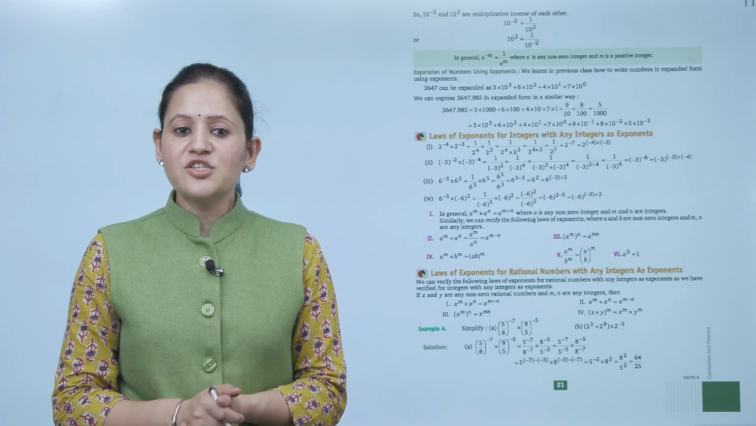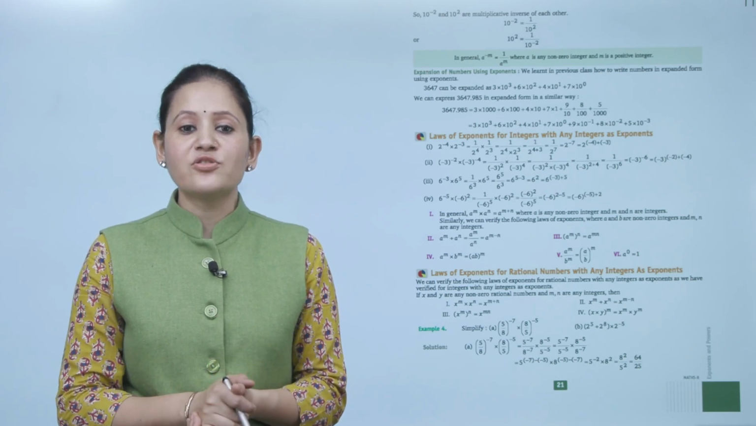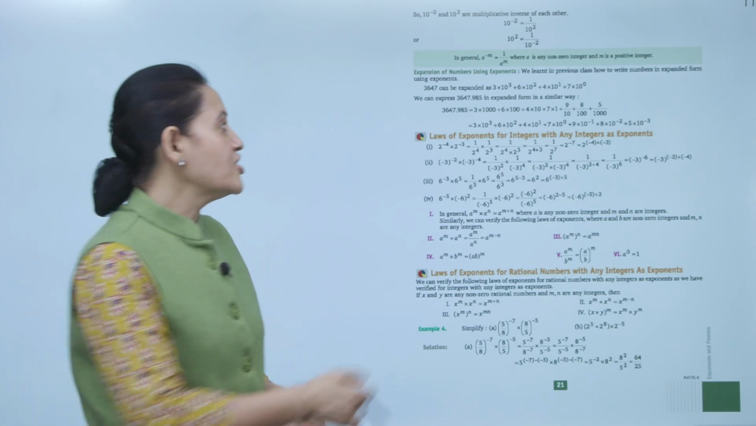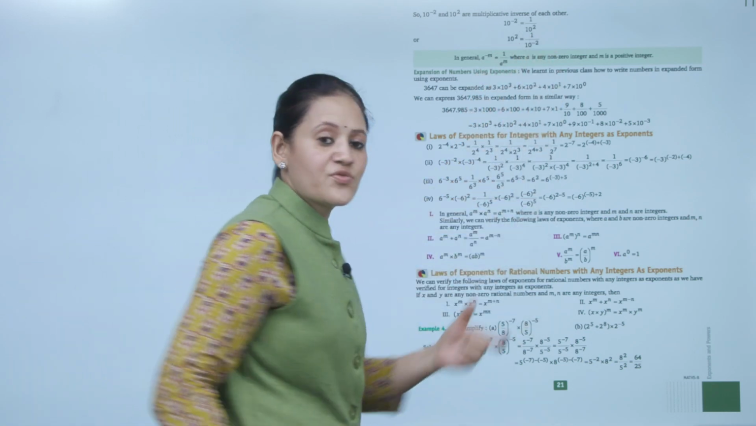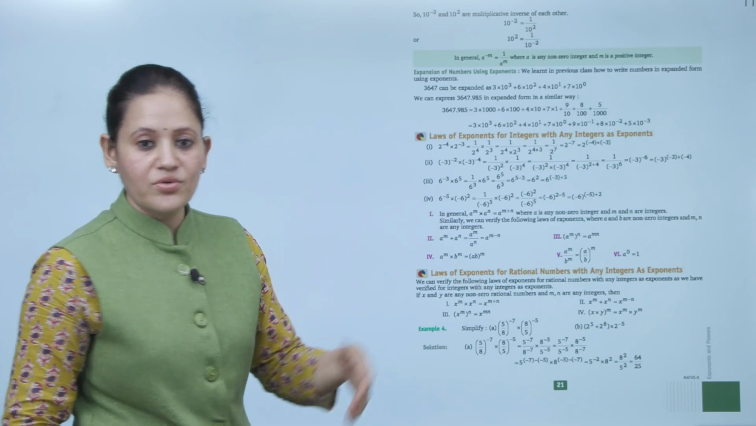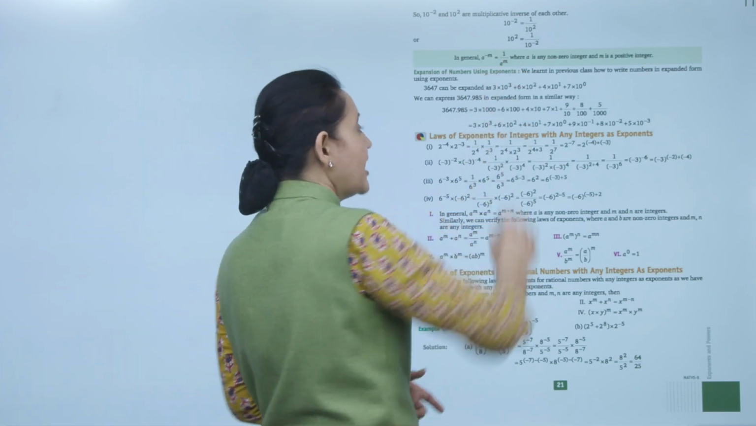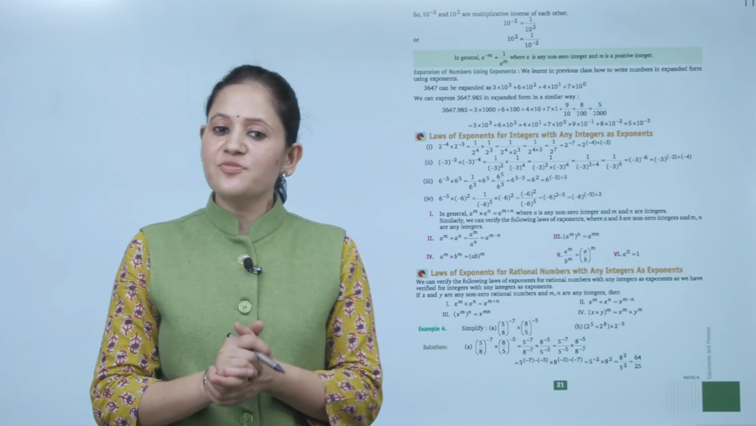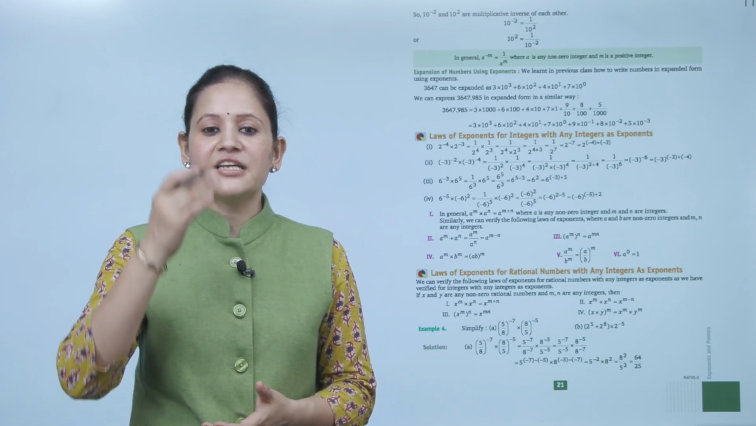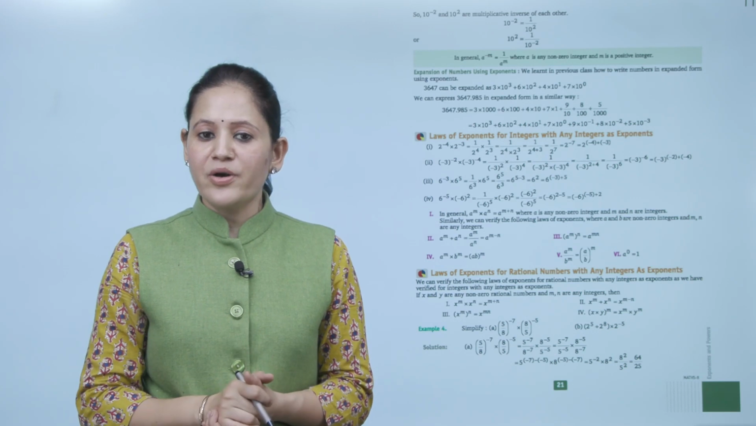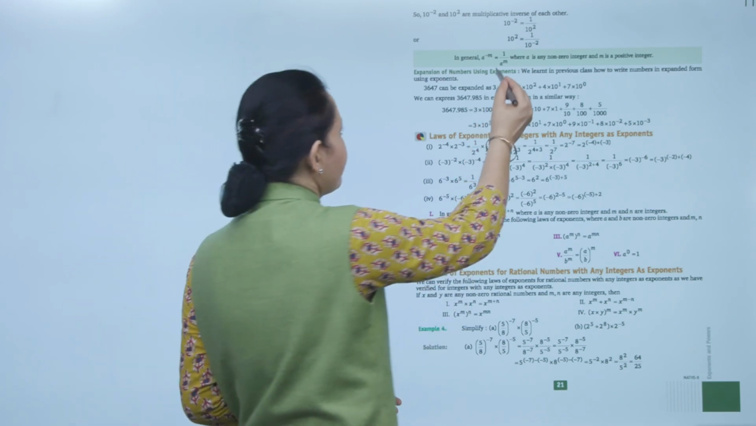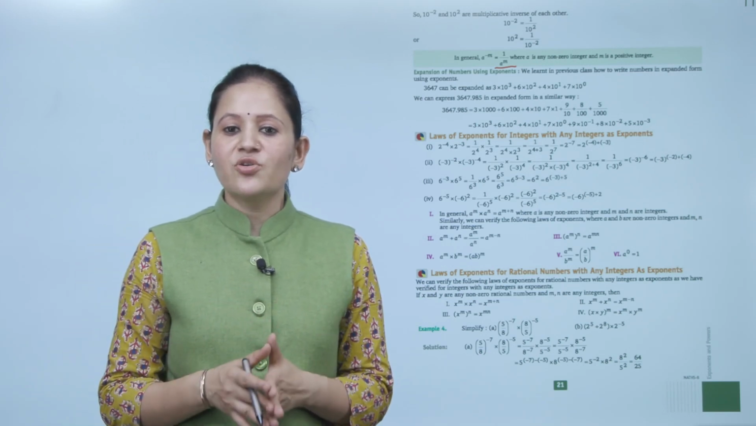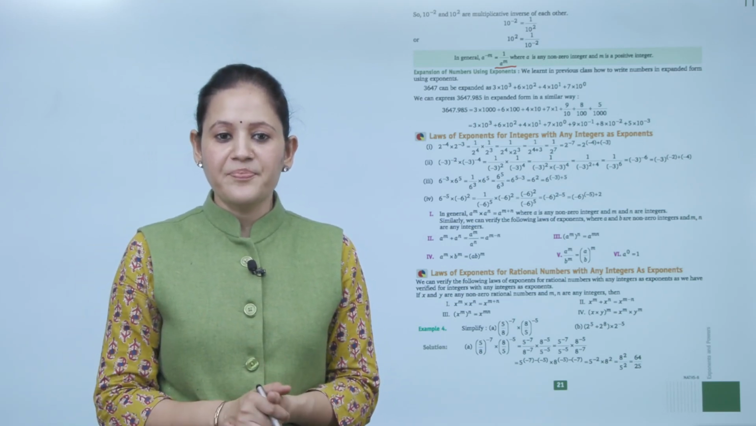So 10 to the power minus 2 and 10 to the power 2 are the multiplicative inverse of each other. 10 to the power minus 2 can be written as 1 upon 10 to the power 2. And 10 to the power 2 can be written as 1 upon 10 to the power minus 2. In general, a to the power minus m we can write as 1 upon a to the power m. Here the exponent of the power becomes positive, where a is any non-zero integer and m is a positive integer.